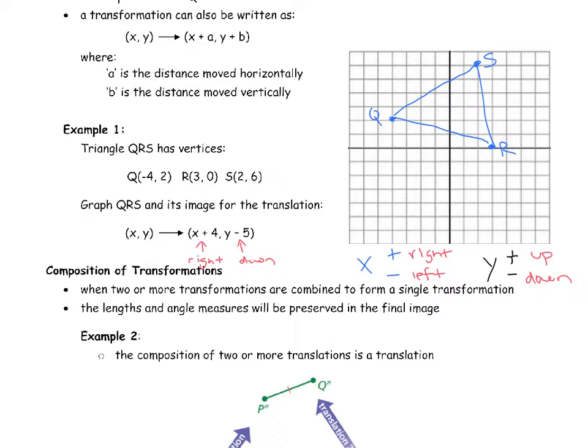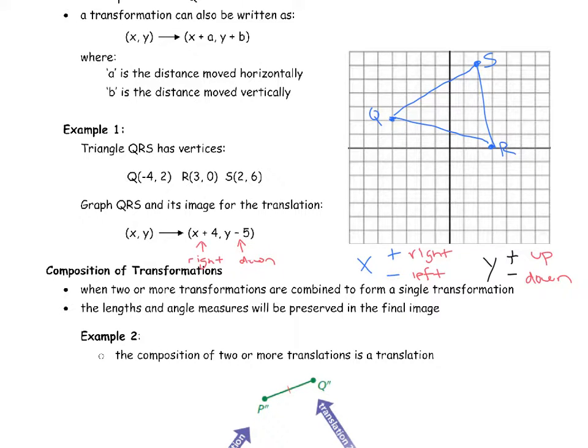All right, so we have a triangle QRS, which has these 3 vertices, which you can see I've already plotted, so make sure you do that. And we're going to graph a new triangle QRS with this translation of x plus 4, y minus 5. So remember here, x is going to be moving horizontally, so right or left. So if it's positive, right, negative, left. And your y value moves vertically, which is positive is up, negative is down. So based on here, we're going to be going right 4 units and then down 5 units.